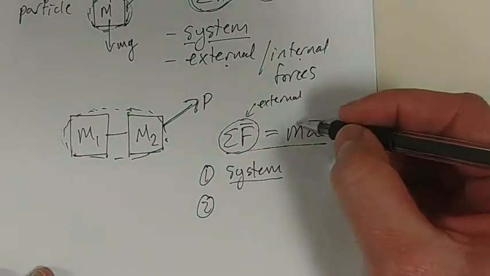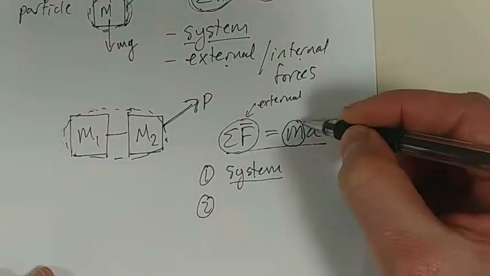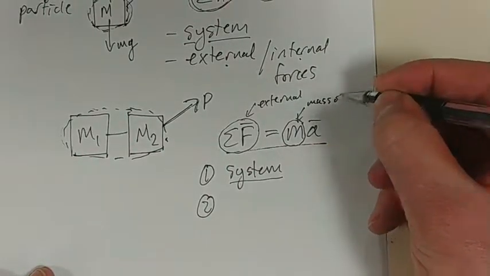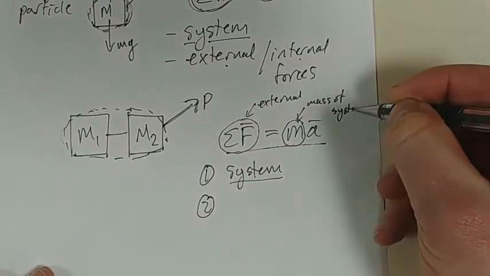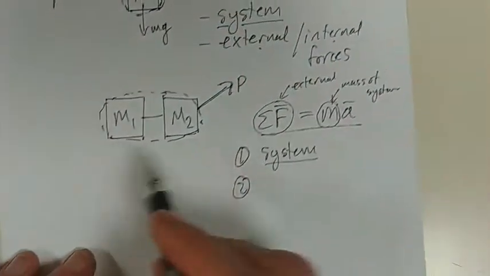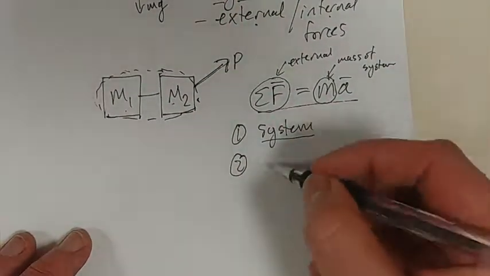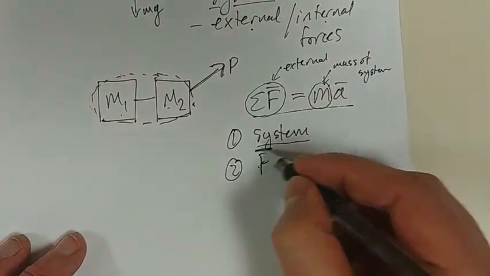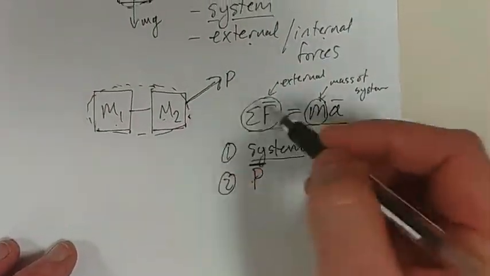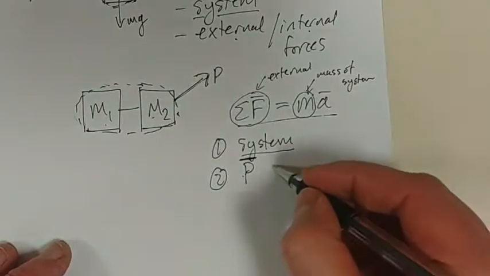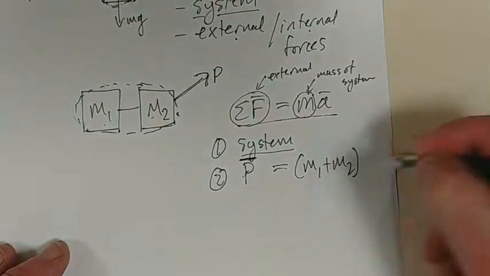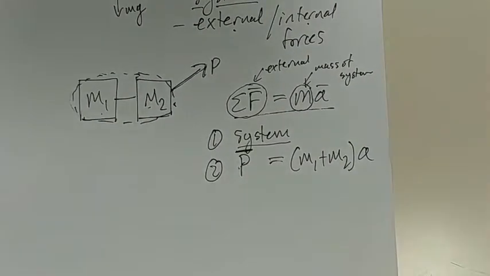And now, what is the mass? This is the mass of the system. What is the mass of the system? M1 plus M2. So we're going to have P here. I'm just going to put a vector there because I'm not going to break it up into its X and Y components. But P is now M1 plus M2 times the acceleration.